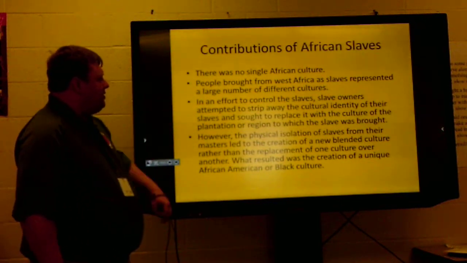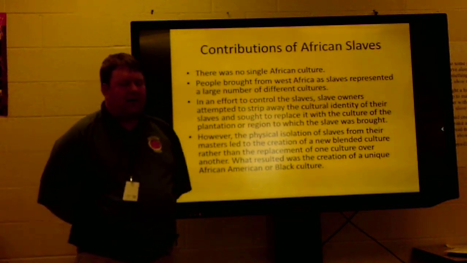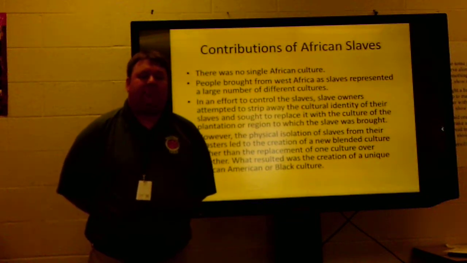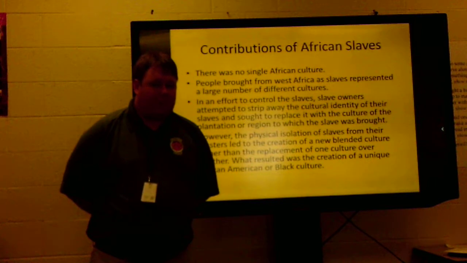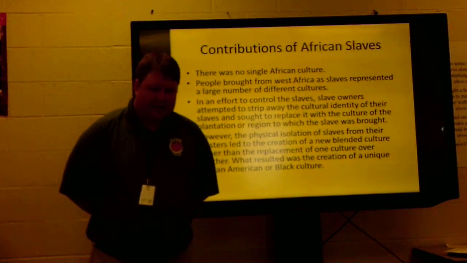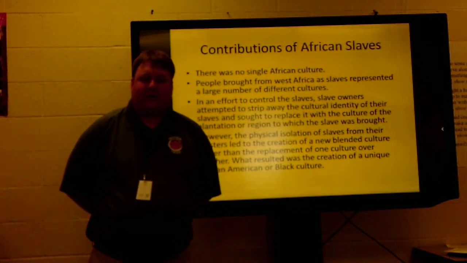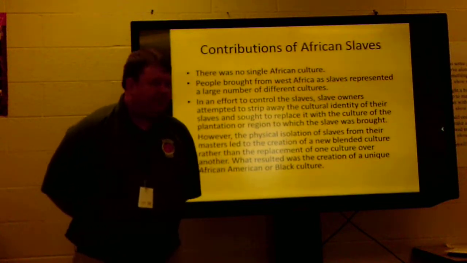But the contributions of African slaves can't be discounted. There was no single African culture. Remember, Africa is not a country. Africa is a massive continent with lots of different countries and lots of different types of people. Lots of people from varying backgrounds that speak various languages and have various cultural aspects to their lives, music, clothes, all those sorts of things.